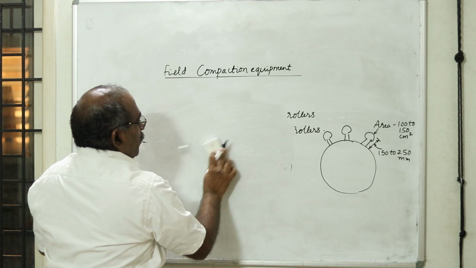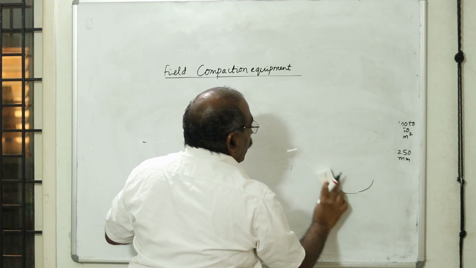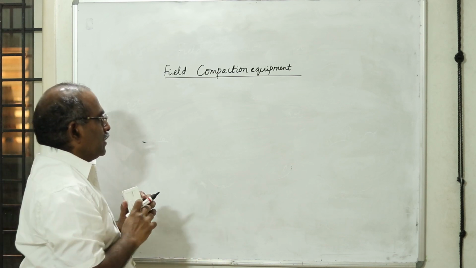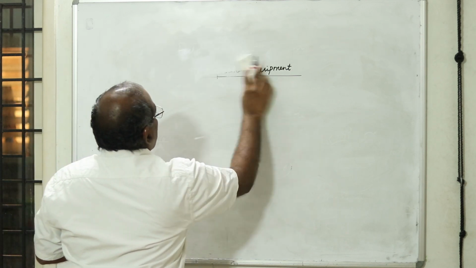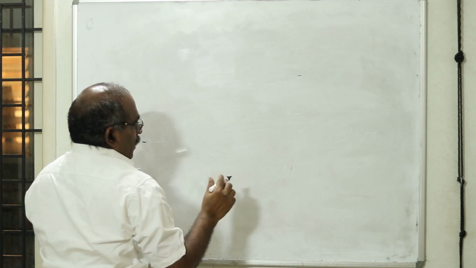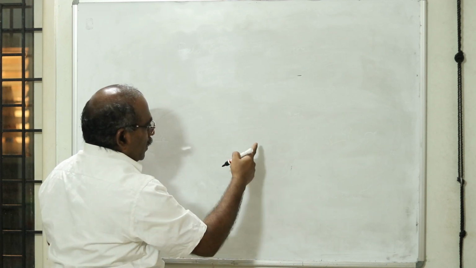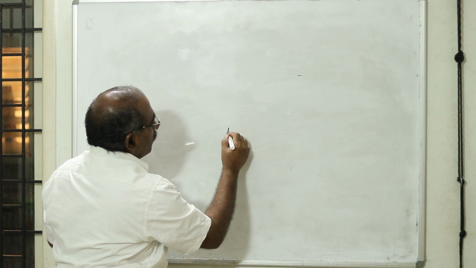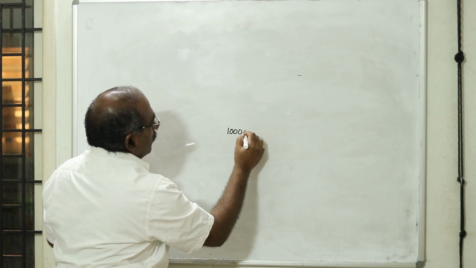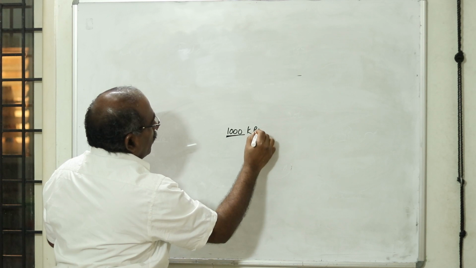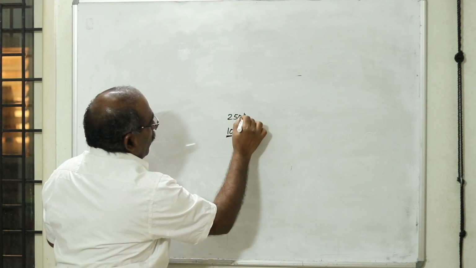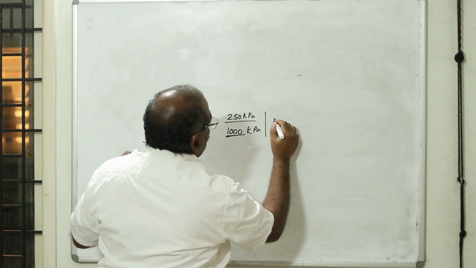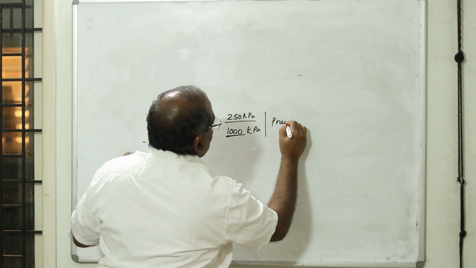Now, based on this only, we are going to decide how many number of rolls are to be used for compacting each layer or unit thickness. Now, coming to the pressures, for a pneumatic tread roller or a steel tread roller, the pressures are in the range of 1000 kPa. For light rollers, it is around 250 kPa. This is for pneumatic tread rollers.